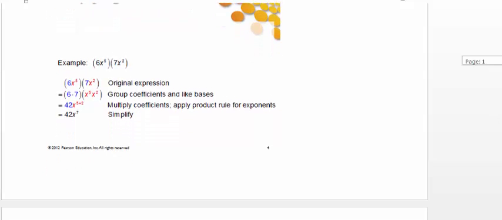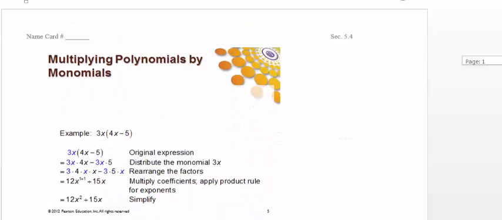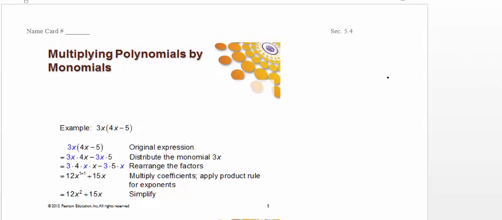Now let's look at multiplying polynomials by monomials. Let's look at this example where we multiply 3x times (4x minus 5). I'm just going to use the distributive property to distribute 3x. So 3x gets multiplied by 4x, and I subtract, since there was a subtraction in this binomial, 3x times 5. And then I use the process we talked about.